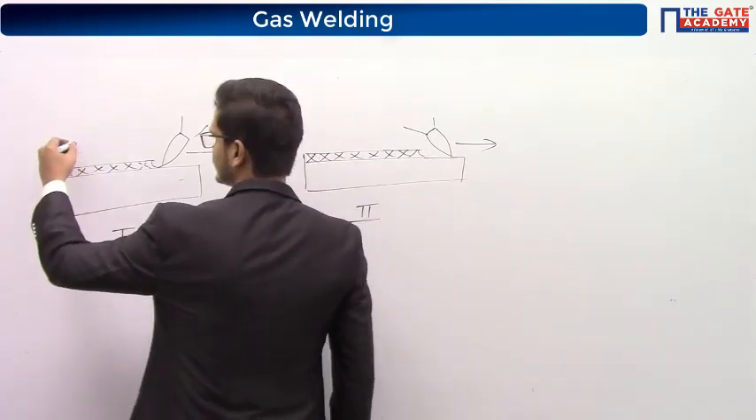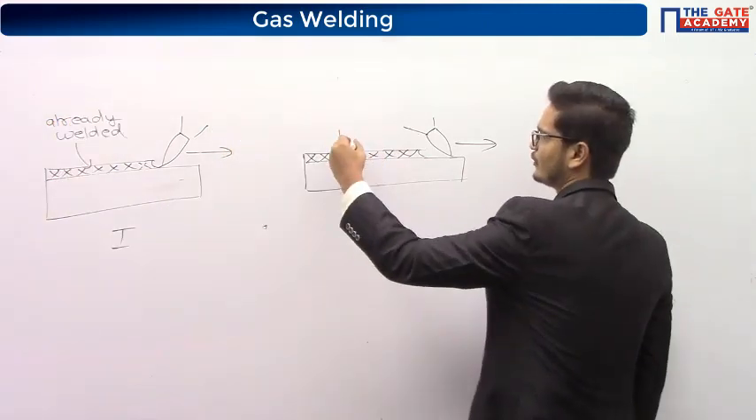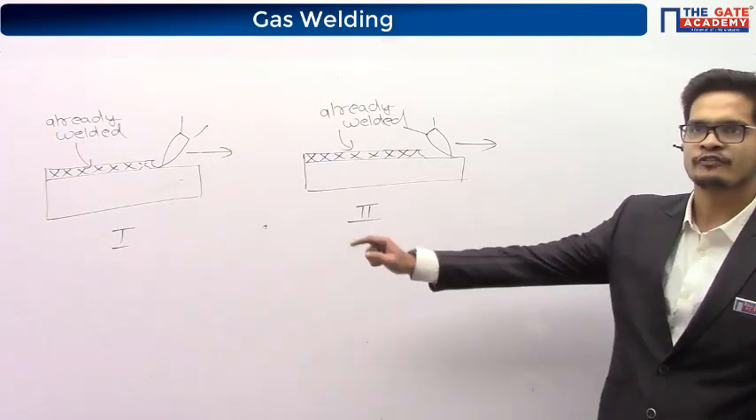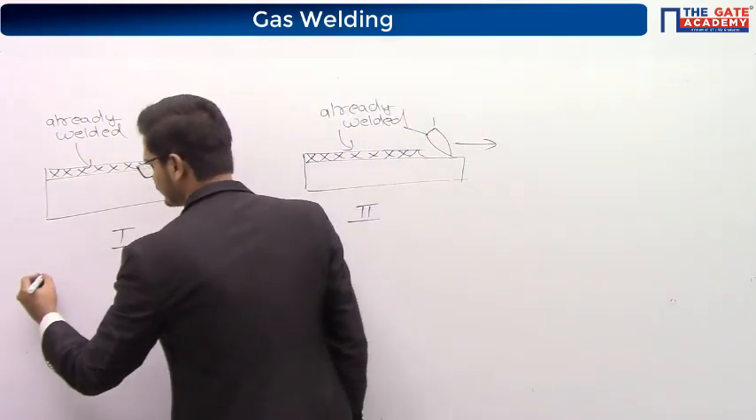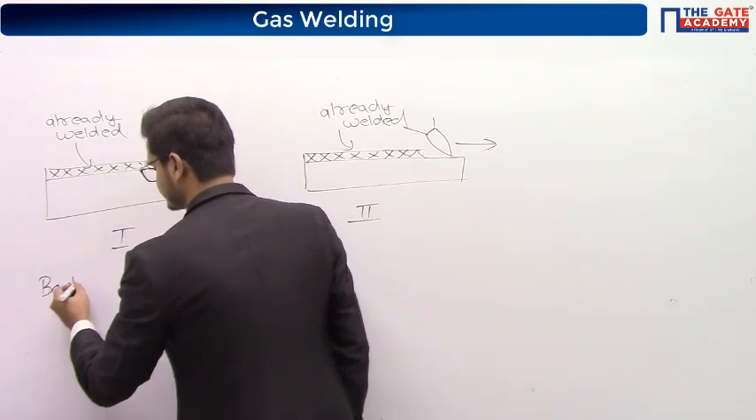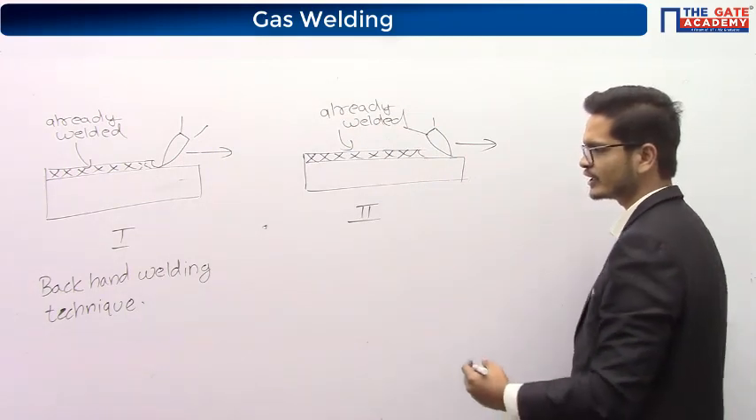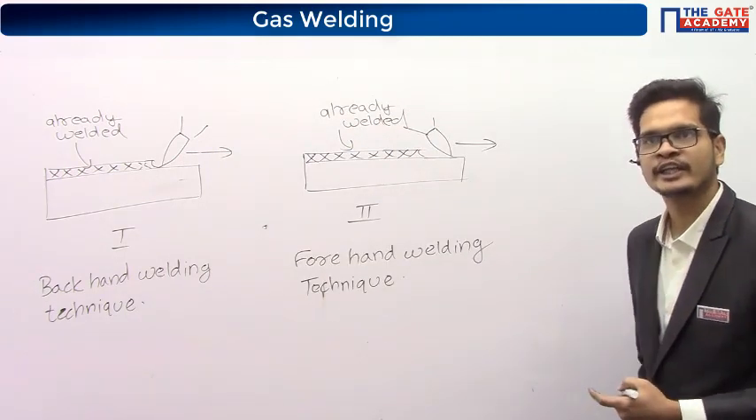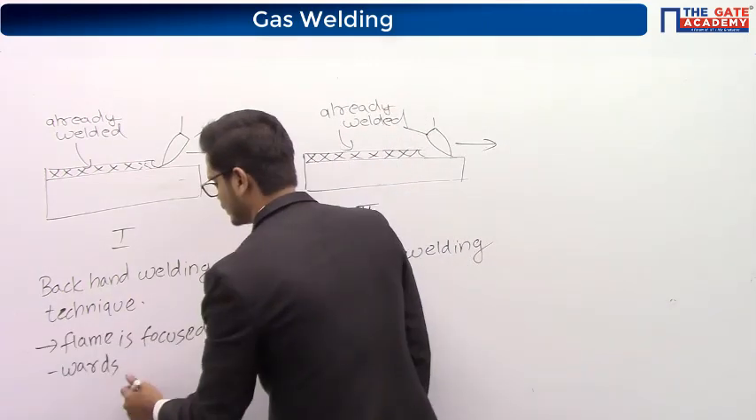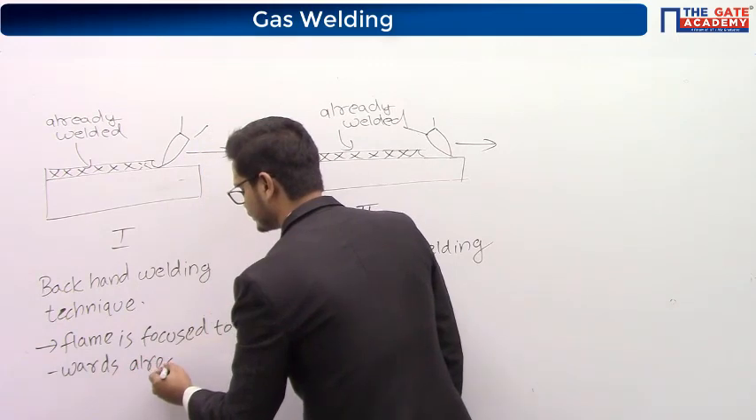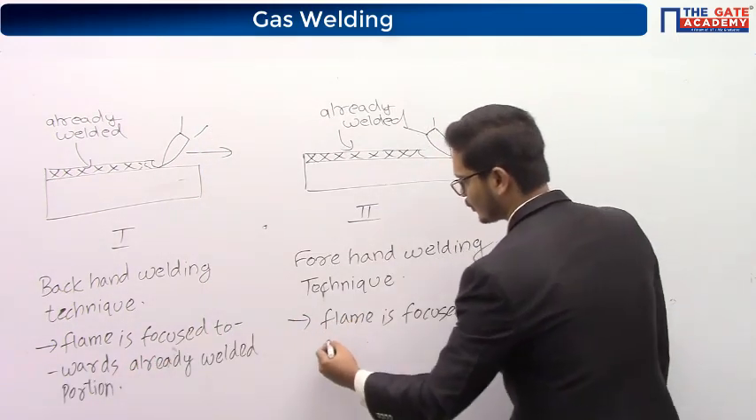This is already welded. The first one is called the backhand welding technique. The second one is called the forehand welding technique. In the backhand welding technique, the flame is focused towards the already welded portion. Here, the flame is focused towards the non-welded portion.